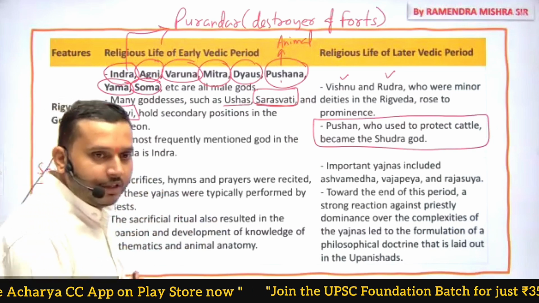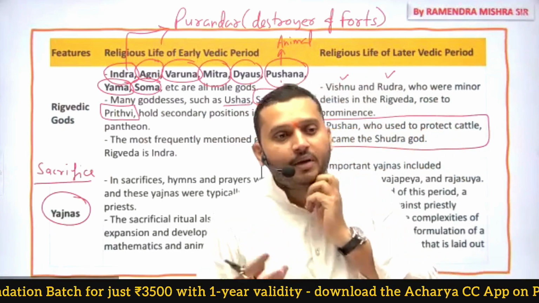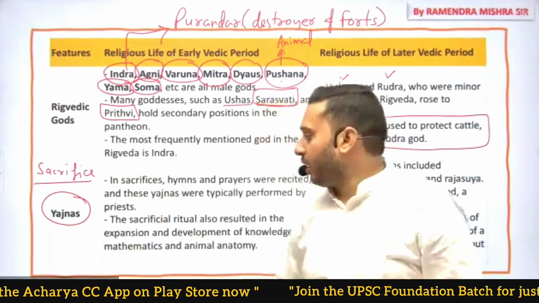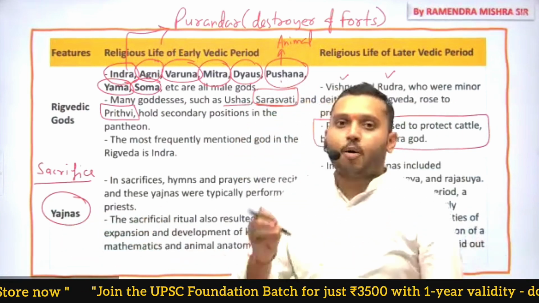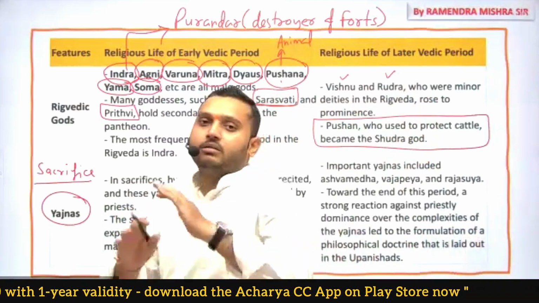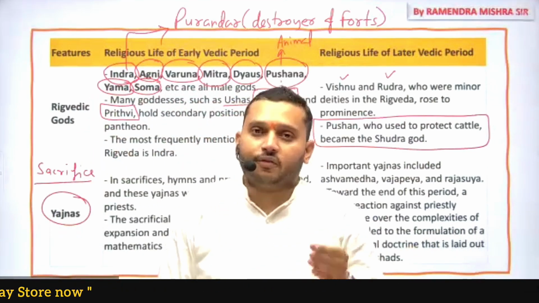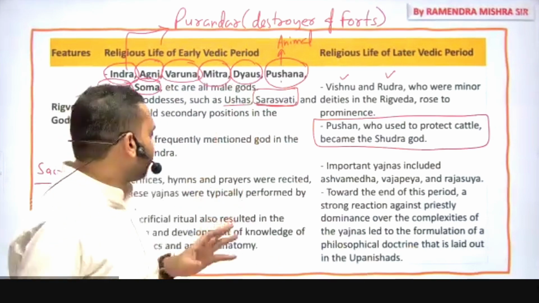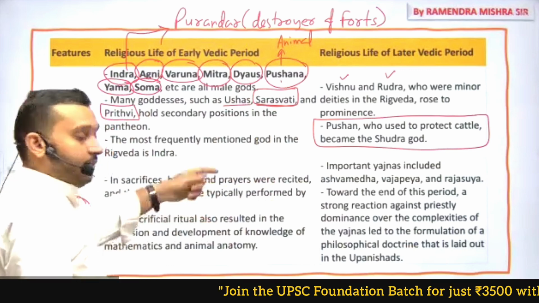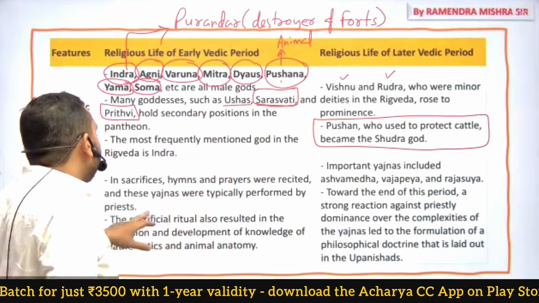Have you heard about yajna? These days, a common version of yajna is known as havan. At that time, yajna was the most prominent ritual of these early Vedic peoples. Before starting any work, either agriculture or anything else, even before war, they performed yajna. In sacrifices, hymns and prayers were recited, hymns mentioned in the Rigveda, and these yajnas were typically performed by priests.